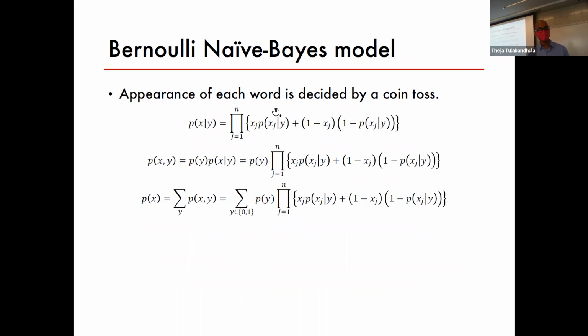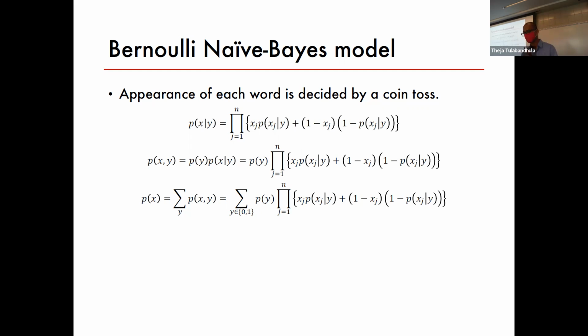So probability of x given y, we just saw this product form. So what is this product form doing? Remember, for a given x, x1 will be 1 or 0, x2 will be 1 or 0, and so on. How would you compute the probability of a given sequence, a given collection of words, under a class? It's just going to be probability of xj given y to the power xj, for the xj's which are 1, plus 1 minus xj times 1 minus the probability, for the xj's which are 0.